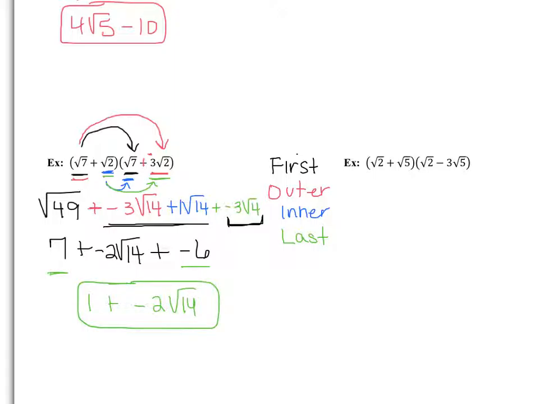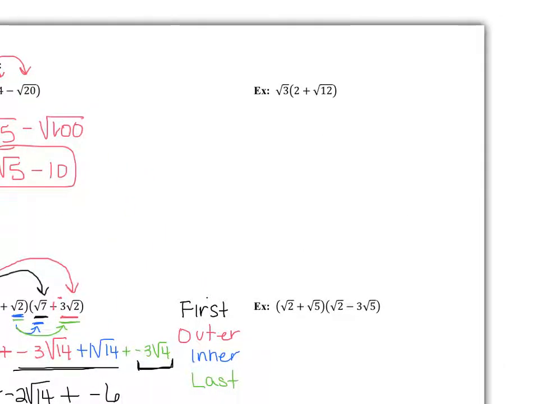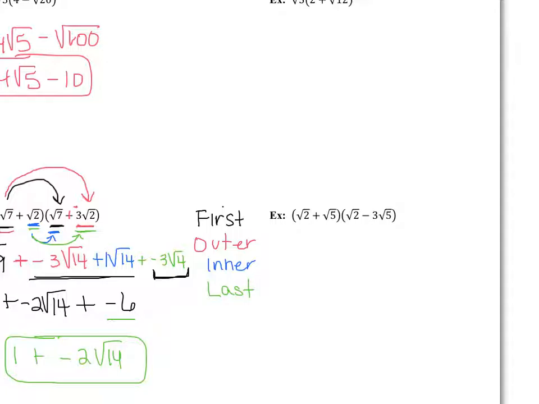Now you're going to pause the video and try the two examples that I skipped: this example in the upper right where you're just doing basic distributing, and this example down here where you'll be foiling. Press play when you're ready to check your answers.